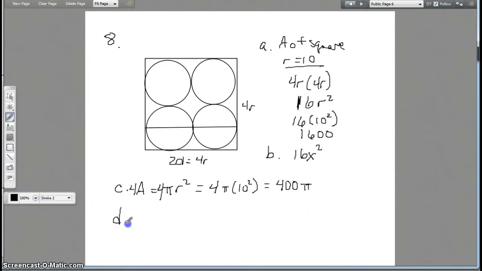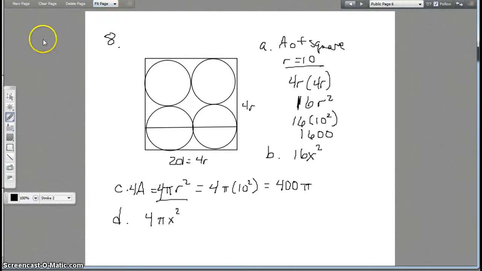Okay, part D says find the green area if the radius of each circle is x. Well, we already said it was 4 pi r squared. 4 pi x squared is going to be our answer, and we can't actually do anything more with that. And that's the area of all 4 circles, not the area of just one. The area of just one of the circles would be pi x squared, but since there are 4 circles the same size, it's 4 pi x squared.